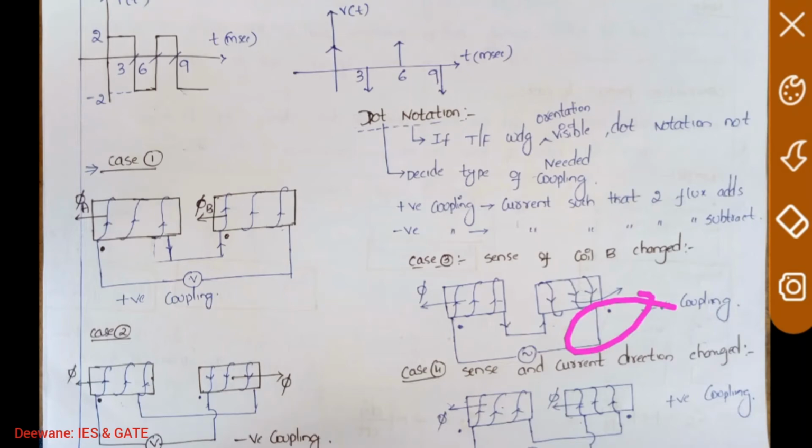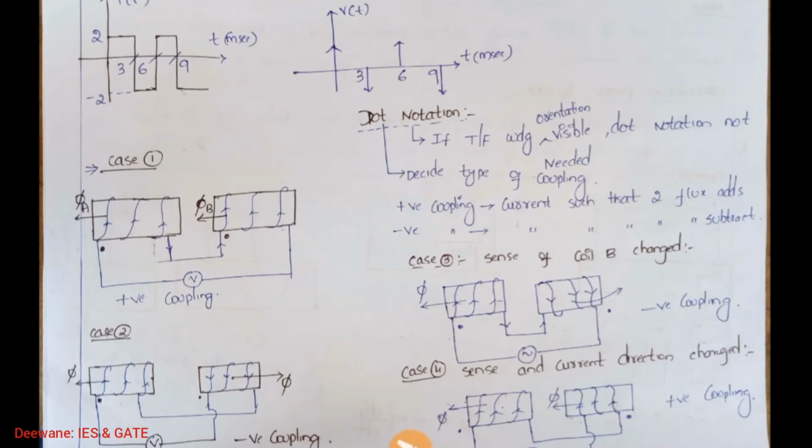In this case, now in the fourth case, the dot is kept here, and the current is added in the second coil. So now current is entering the dot. In the first case current entered the dot, in the second case also current enters the dot. You apply the flux direction, both are in the same direction, so it is positively coupled. It is called positive coupled, and this is not a case of a transformer. Only case 2 and case 3 are examples of a transformer. Hope you understood clearly, friends.